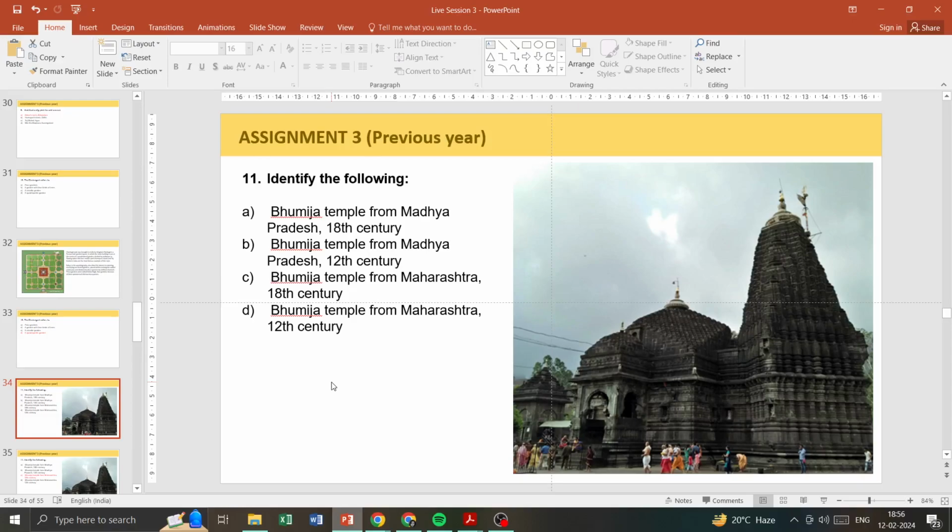So there is this image given, and you are asked to identify which is the building style. So we have options: Bhumija temple from Madhya Pradesh, 18th century; Bhumija temple from Madhya Pradesh, 12th century; Bhumija temple from Maharashtra, 18th century; or Bhumija temple from Maharashtra, 12th century. So this is actually an example of Bhumija temple from Maharashtra in 18th century, and I'll explain you why.